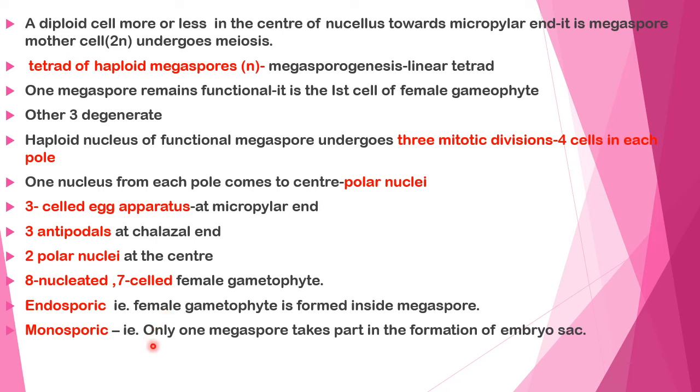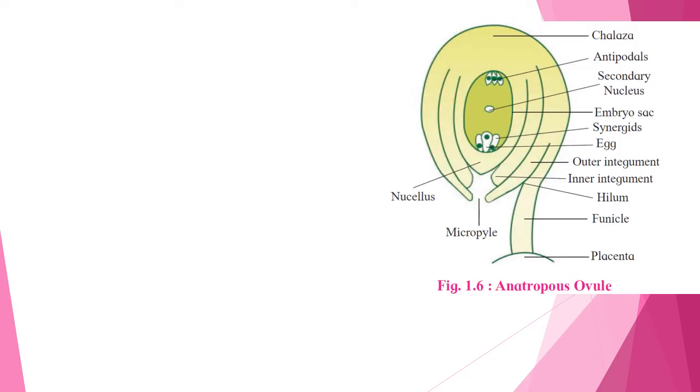Monosporic means, as I told you, that of the 4 megaspores formed, only 1 is functional. So it is monosporic. Only 1 megaspore takes part in the formation of the female gametophyte or embryo sac.